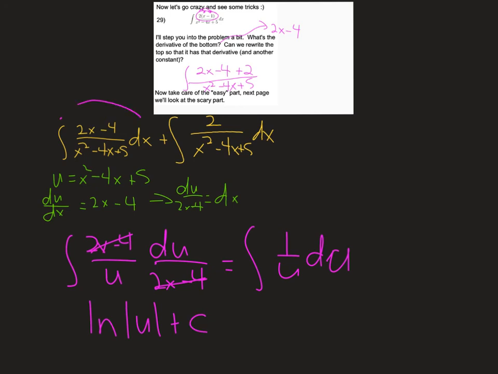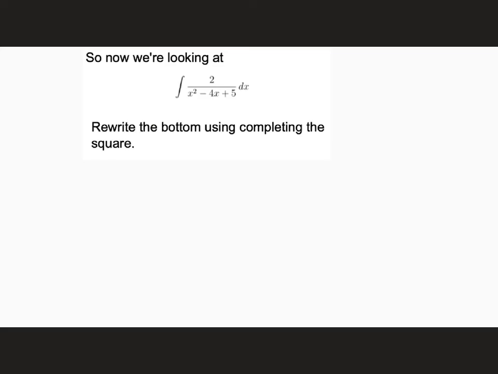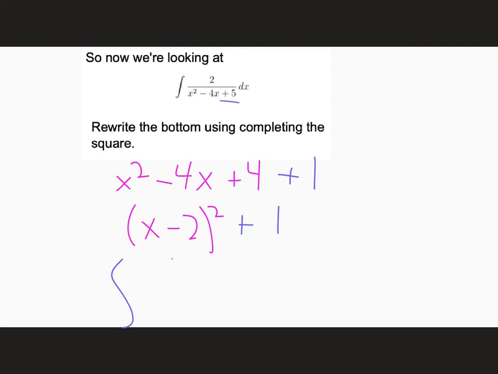So we've done the first part. We have not done the second part. That's the scarier part. Rewrite the bottom using completing the square. Okay, so let's play with that. We got x squared minus 4x. I want that to be like x minus 2 quantity squared. So I need a plus 4. Well, I'll still have this rogue plus 1 because it's a plus 5. So that's going to be 2 over x minus 2 squared plus 1 dx.